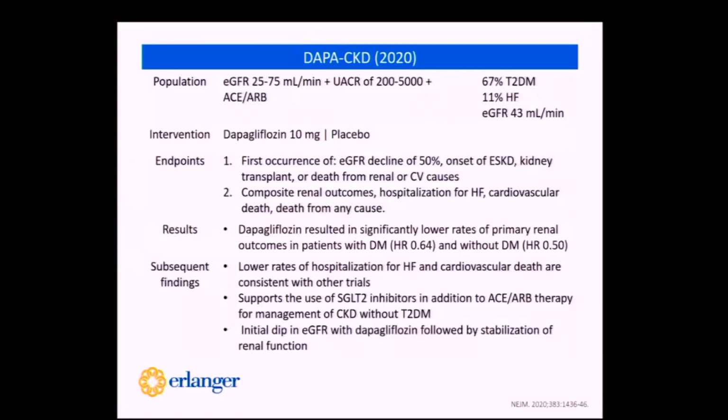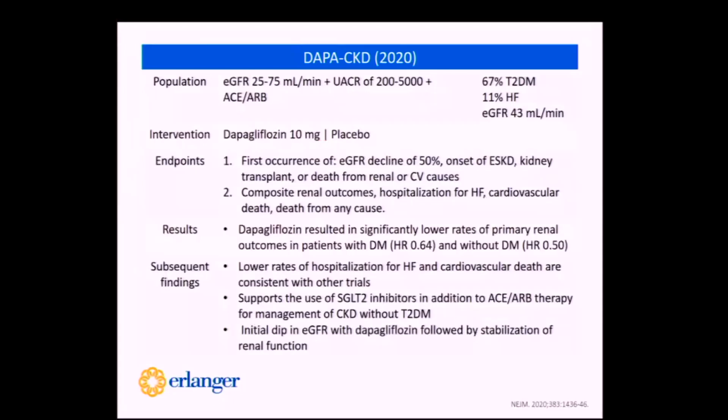This trial looked at dapagliflozin 10 milligrams versus placebo, looking specifically for that first occurrence of either an EGFR decline of 50%, the onset of end-stage kidney disease, kidney transplant, or death from renal or cardiovascular causes. Some secondary endpoints include composite renal outcomes, hospitalization for heart failure, cardiovascular death, and death from any causes.